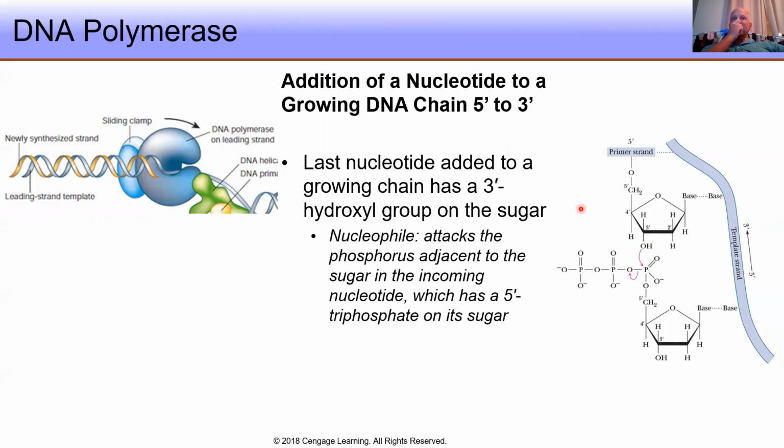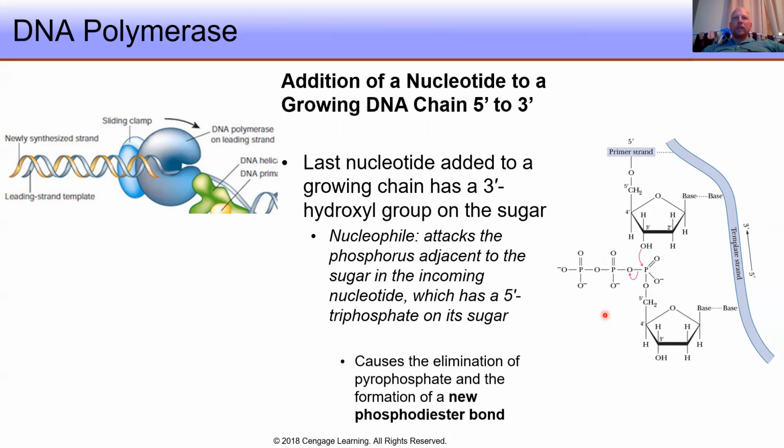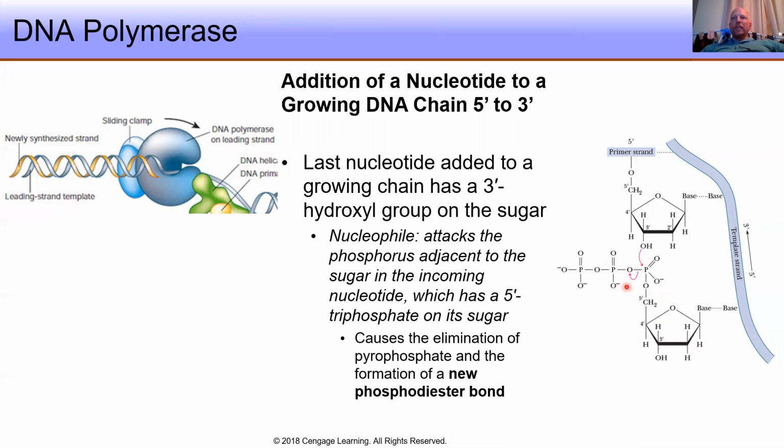And what happens is that this is a nucleophile, and there's a chemical attack on the phosphorus on the incoming nucleotide. So the DNA polymerase brings the next nucleotide in, and it has the phosphate group here, triphosphate on the sugar. And we get the elimination of phosphate and the formation of a new phosphodiester bond as a result.